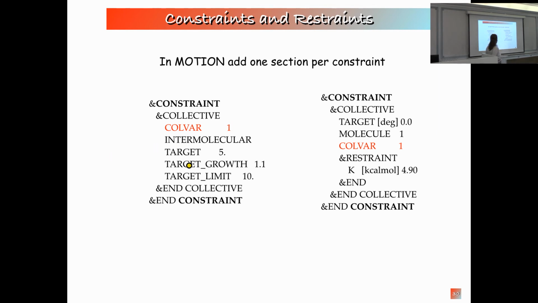You can have a fixed constraint, you can have a changing constraint. So you want this constraint to go from value 5 to value 10, and you want it to grow with a given rate, and then you can have this changing constraint. Or you can have a restraint, so there's less than a constraint. You define a harmonic potential that restrains the value of the collective variable around the value that you have given as a target.